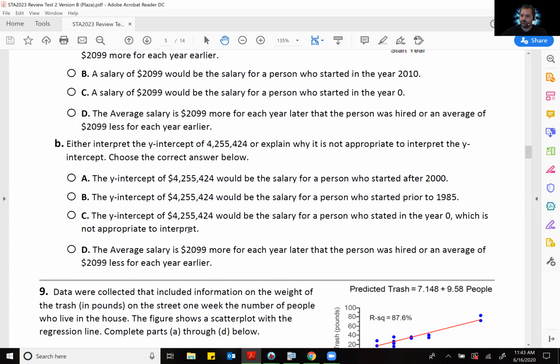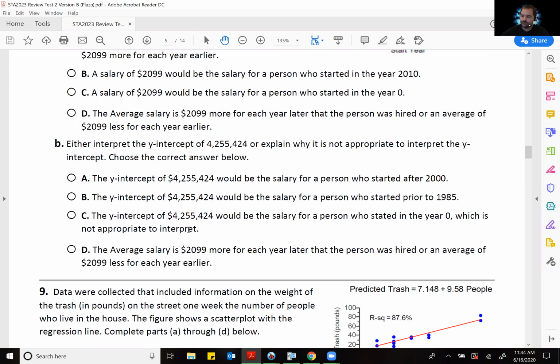Year 0, which is not appropriate to interpret. Okay.